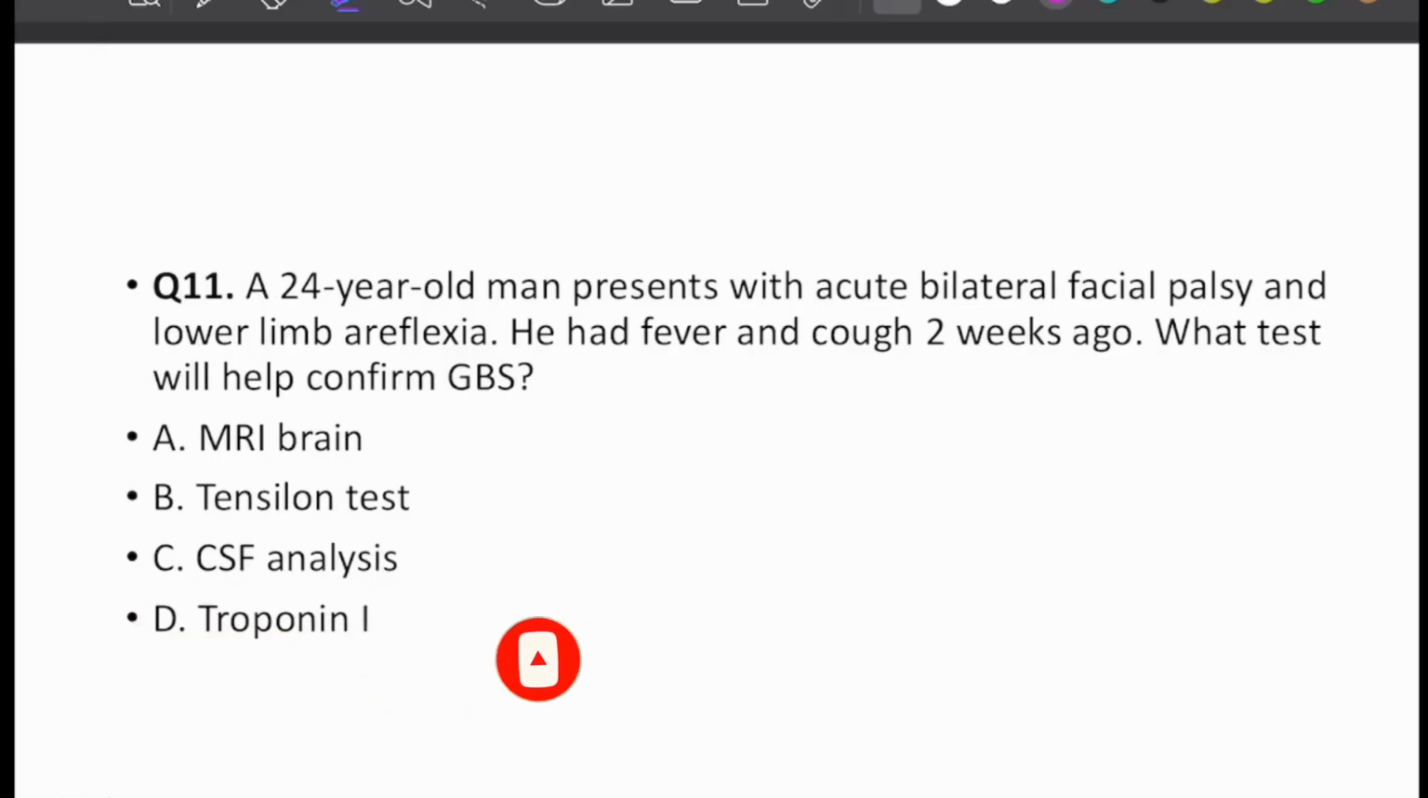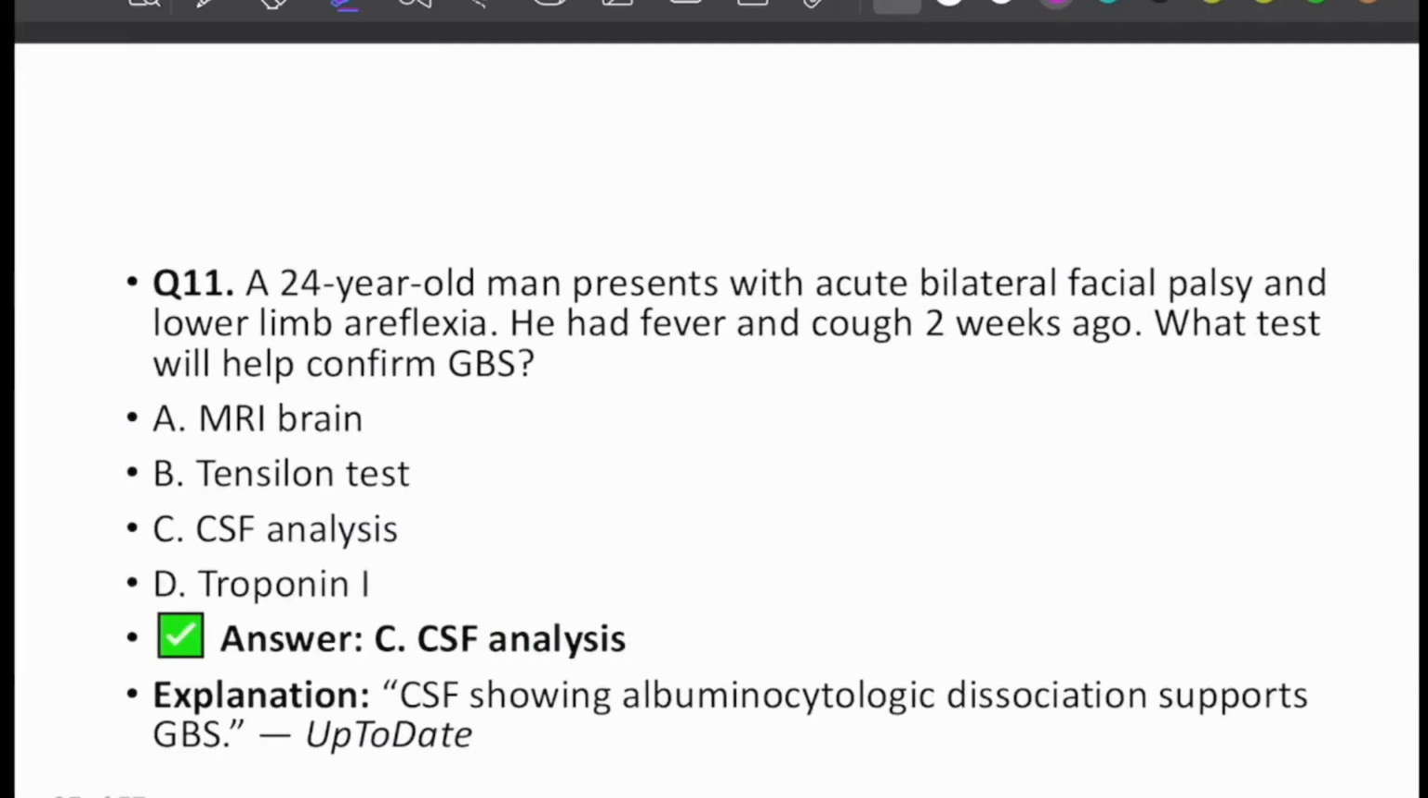This is a 24-year-old man presenting with acute bilateral facial palsy and lower limb areflexia. He had fever and cough 2 weeks ago. What test will you do to confirm GBS? Of course, MRI is not needed. Tensilon is for myasthenia. Troponin is for myocardial infarction. So the CSF analysis showing albuminocytological dissociation supports GBS. But again, remember, this may take some time.